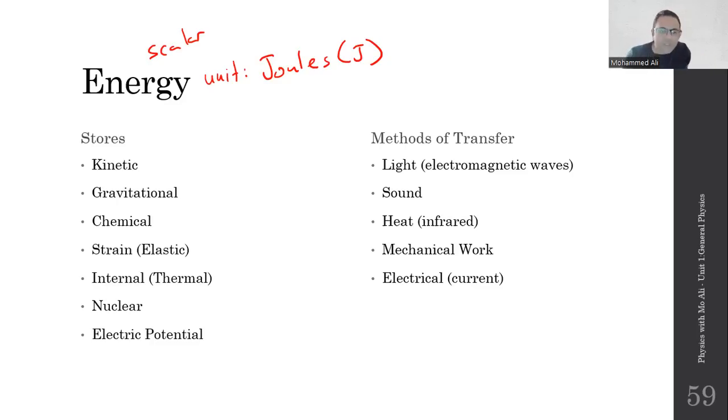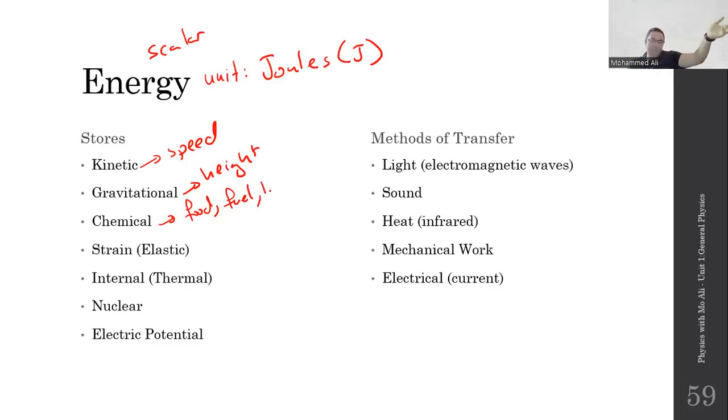But energy has many different types, like kinetic energy, which is the energy of speed. The faster you're moving, the more kinetic energy you have. Gravitational energy, which is the energy of height or position. The higher an object is, the more gravitational potential energy it has. It's not doing anything with it, it's just stored because of how high it is. Chemical energy, which is energy stored in food, in fuel, stuff that you burn, and batteries.